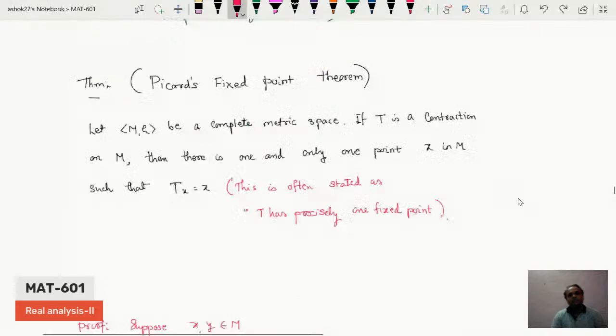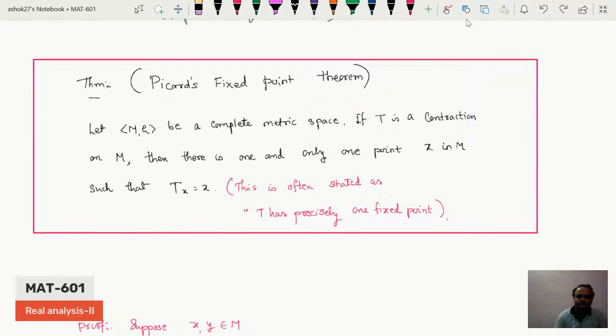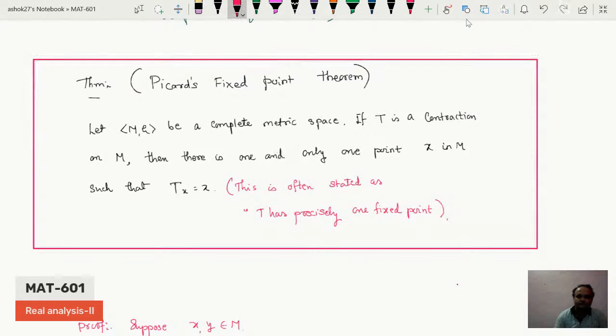So next theorem, that is Picard's fixed point theorem. This is the most important theorem of this course, so I will prove this theorem. First, what is the statement of this theorem? Let (M, rho) be a complete metric space, so M should be a complete metric space, and T is a contraction mapping on M. Then there is one and only one point x in M such that Tx equals x.